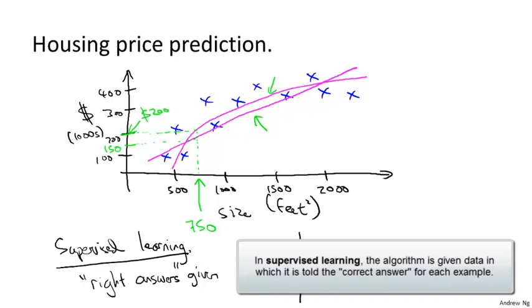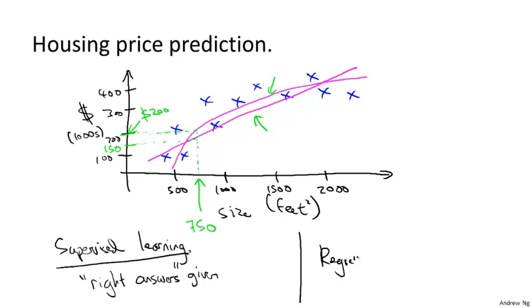To give a little bit more terminology, this is also called a regression problem. And by that, I mean that we're trying to predict a continuous valued attribute. We're trying to predict a continuous valued price. And I guess technically, maybe prices can be rounded off to the nearest cent. So maybe prices are actually discrete values, but we usually think of the price of a house as a real number, as a continuous valued number. And the term regression refers to when we're trying to predict a continuous valued attribute.